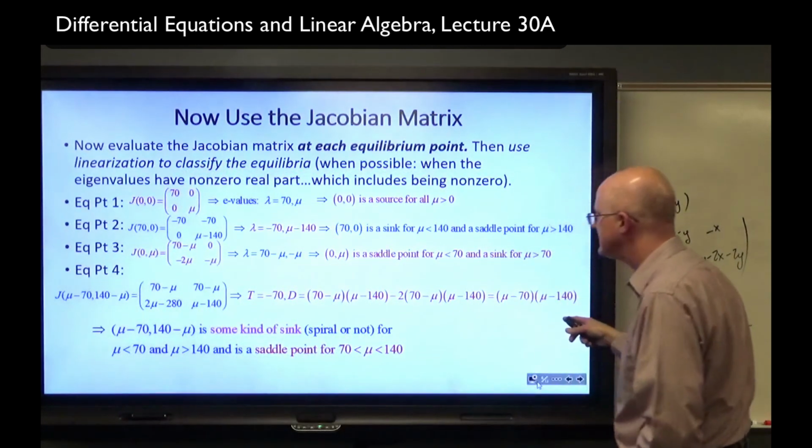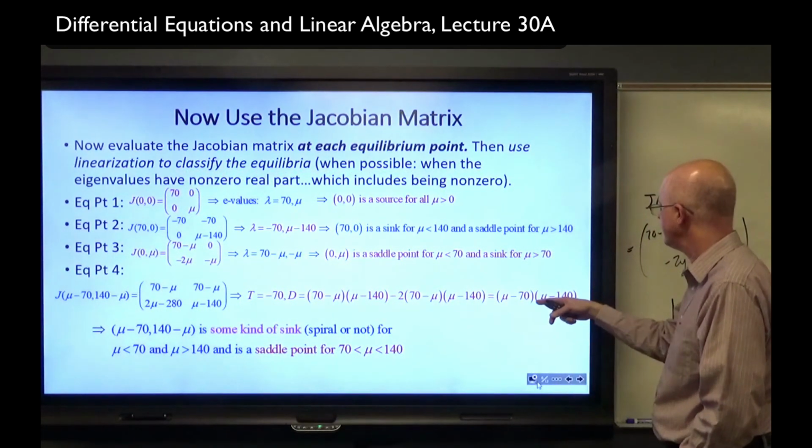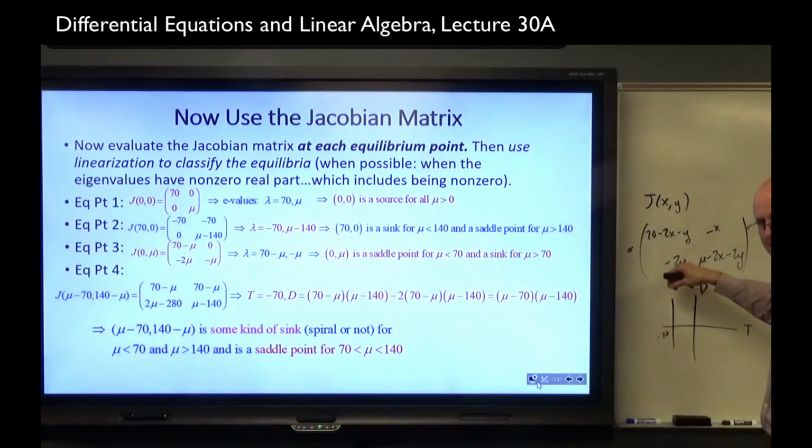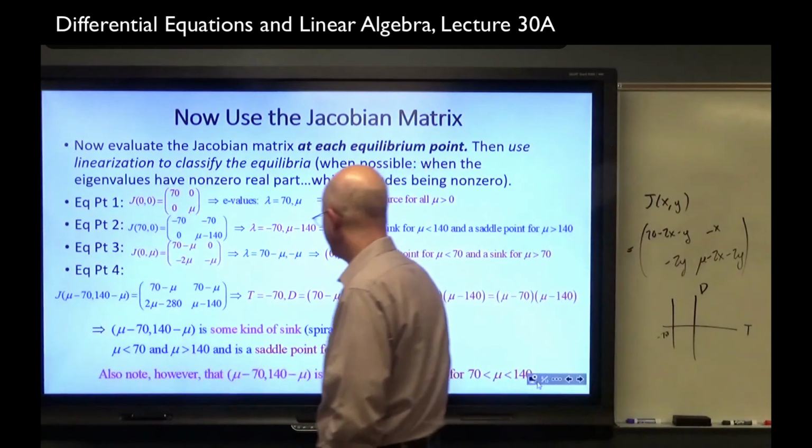D, when mu is less than 70, for example, is going to be the product of 2 negative numbers, which is positive. You're going to be up here at first, and then as mu increases, you'll go down here. But then as mu increases some more, you're going to go back up there. So you go from a sink to a saddle back to a sink again, as mu continues to increase.